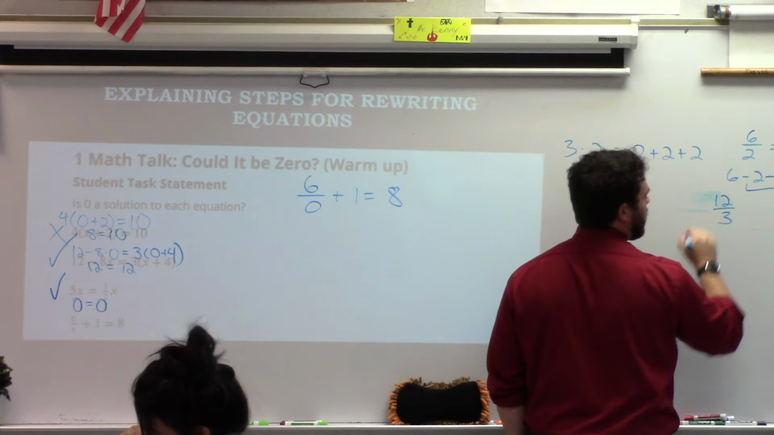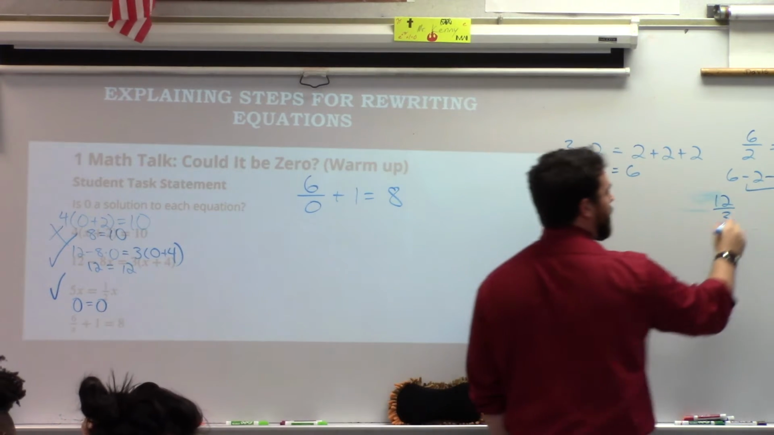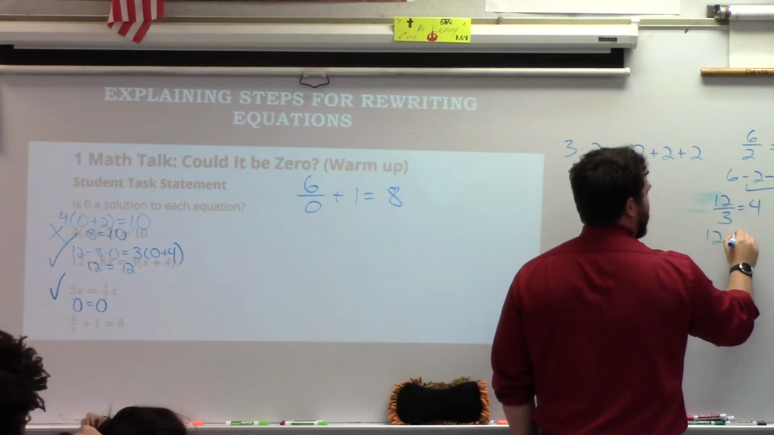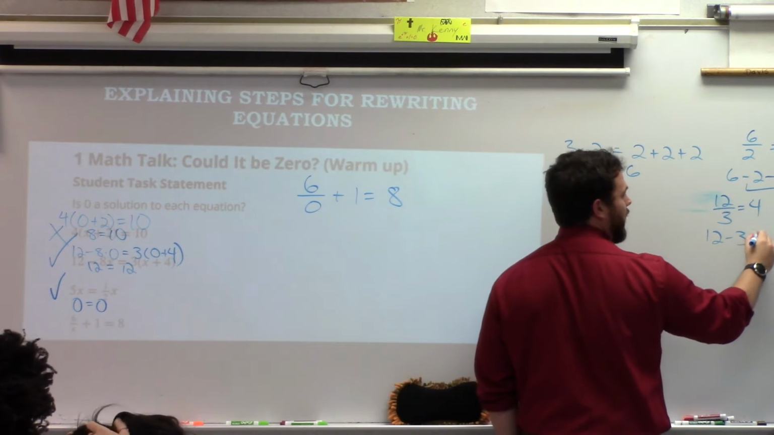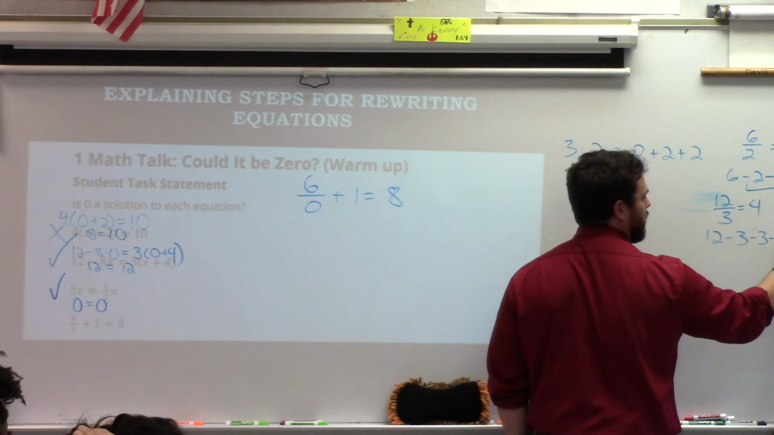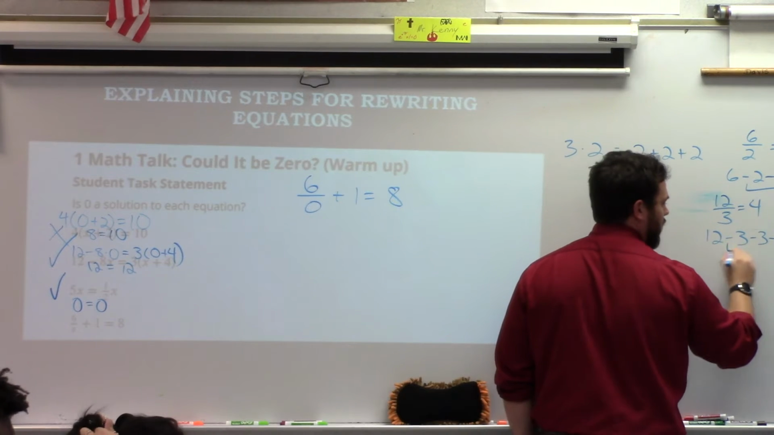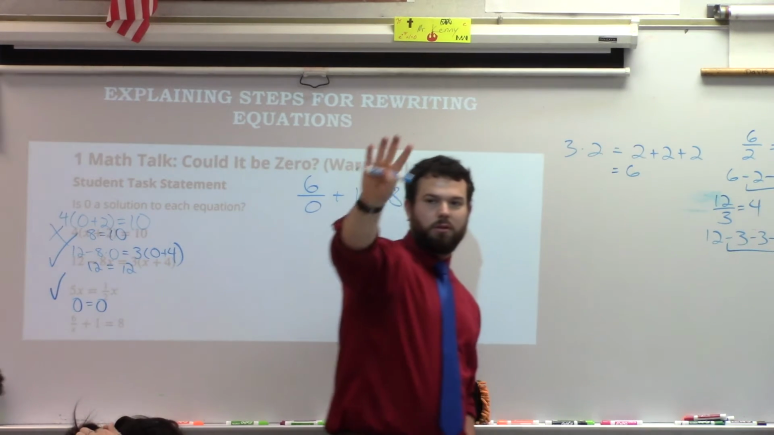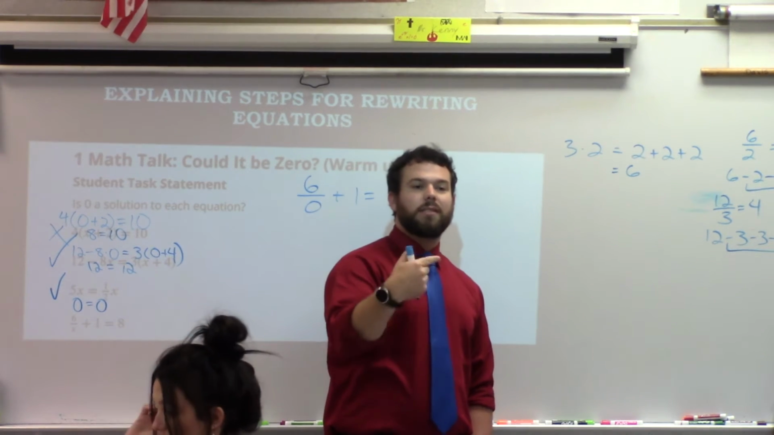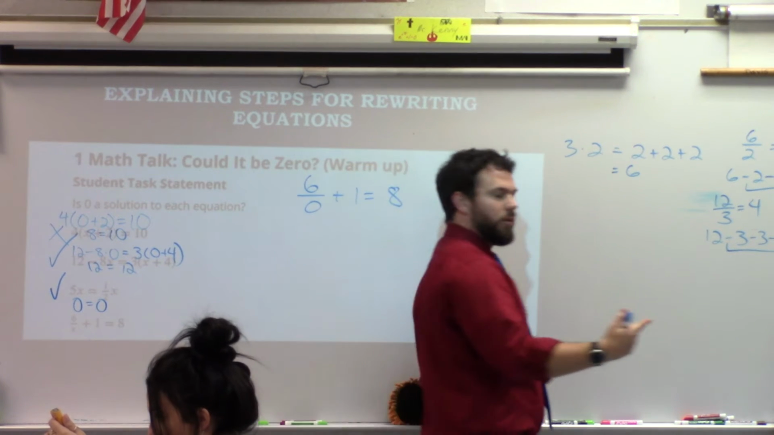Let's do 12 divided by 3. What does that equal? 4, okay? So what is 12 minus 3? 9. Minus 3 again? 6. Minus 3 again? 3, 6, 9. How many 3's did I have to take out? 4. And so we're repeatedly subtracting until we get to 0.